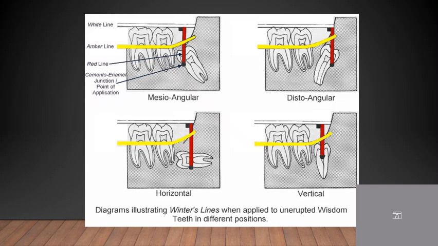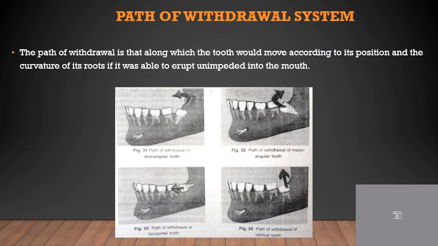So based on the classification, you can understand how it has been postulated. The path of withdrawal is the path along which the tooth would move, according to its position and the curvature of the roots, if it was able to erupt unimpeded into the mouth. Considering the roots are favorable, the path of withdrawal for a distoangular tooth is upward and backwards, for a horizontally impacted tooth is forwards, for a mesioangular tooth is upwards and backwards, and for a vertical tooth is straight upwards.